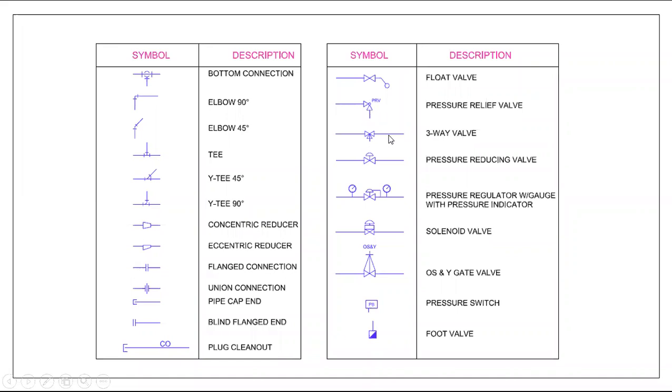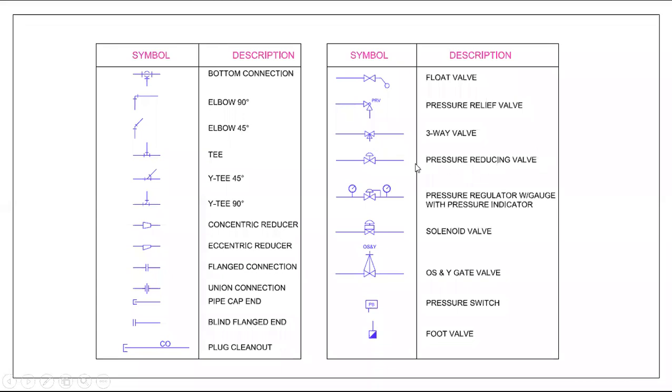Three-way valves. All valves are two-way valves only, but this is a special type: one inlet and two outlets will be there. We are not using three-way valves, or maybe only rarely. So if you are using a three-way valve, you have to show only this symbol.